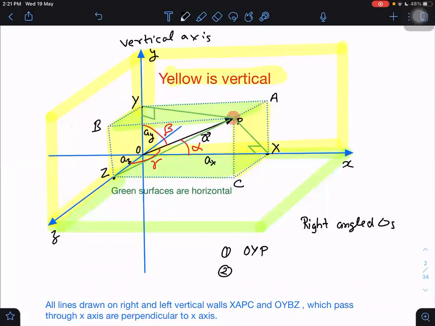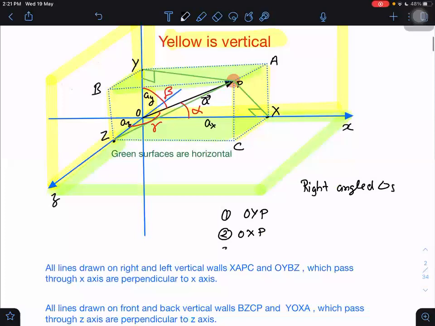Second triangle is OXP, and the third triangle is OZP. And these are right angled at which places? First right angle triangle OYP, triangle OXP, triangle OZP. First triangle is right angled at Y. Angle Y is 90 degrees, angle X is equal to 90 degrees, and angle Z is equal to 90 degrees. And you know, in all of these, OP is hypotenuse.